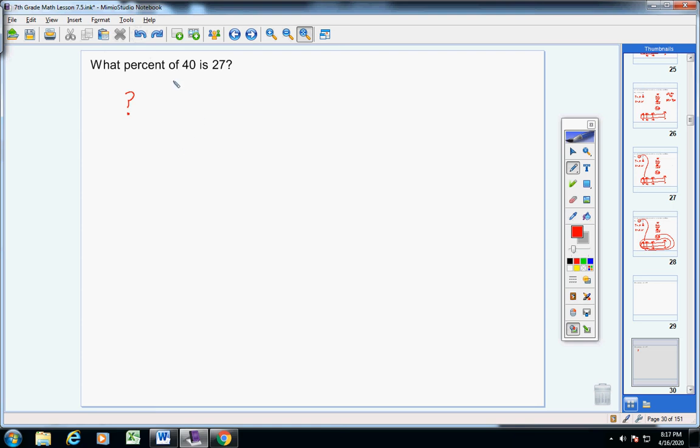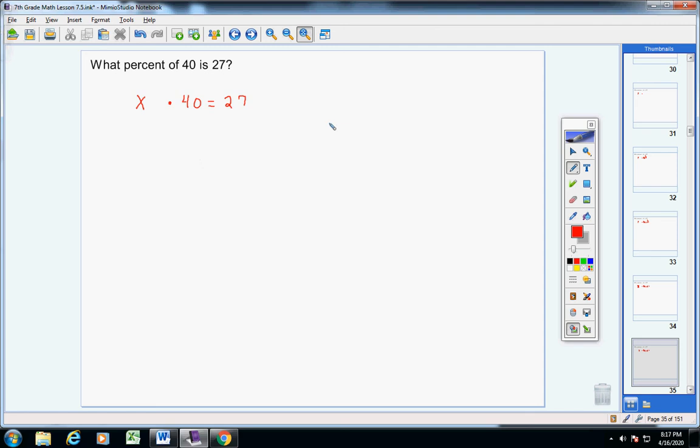Next is "of." Of means what? Multiplication. Next is 40, so we're going to put 40. Next is "is," so we're going to put an equal sign, and then bring down your 27. Now, where the question mark is, let's replace that with an x. And look at that, guys. You've got a really cool, easy equation to use, and we can solve this.